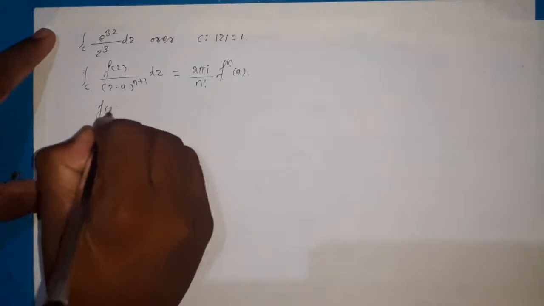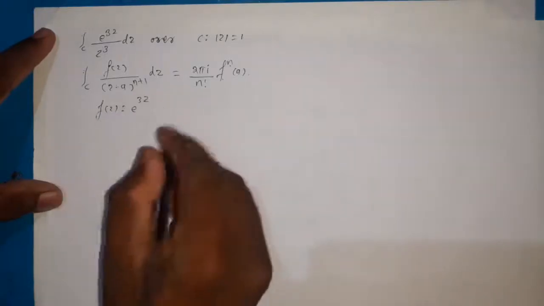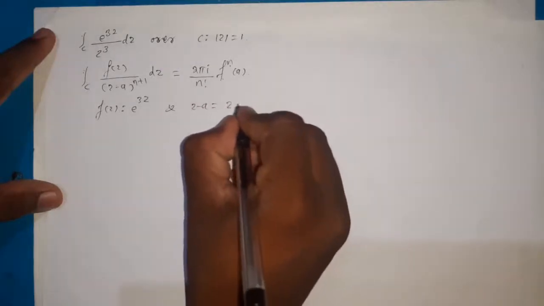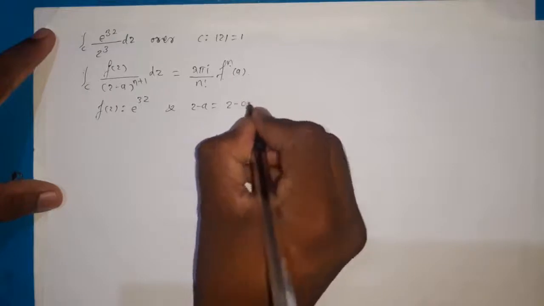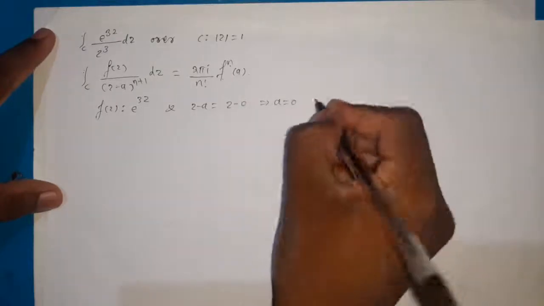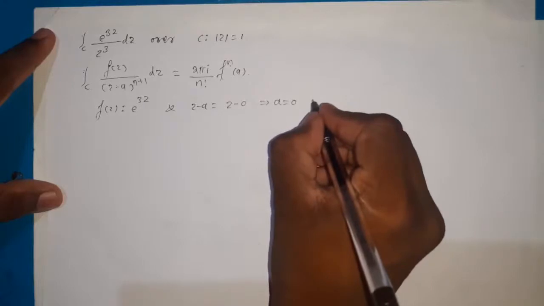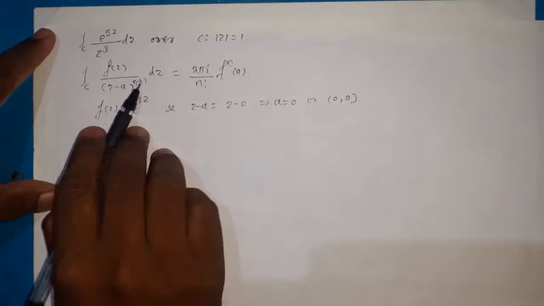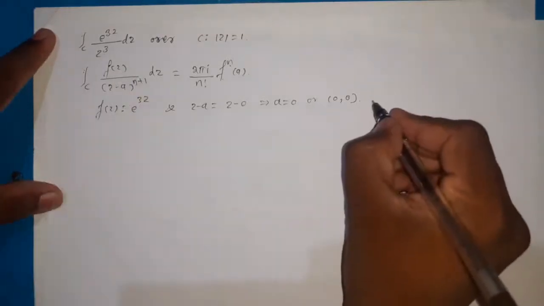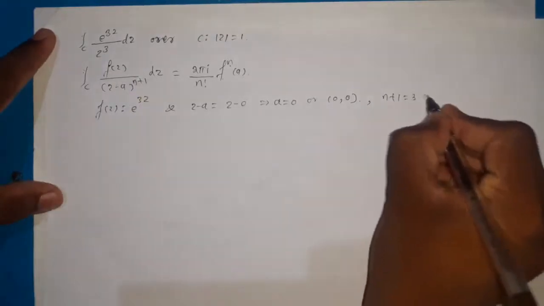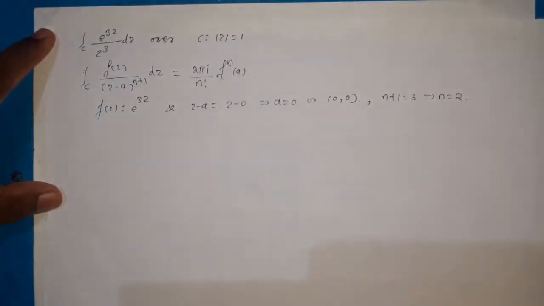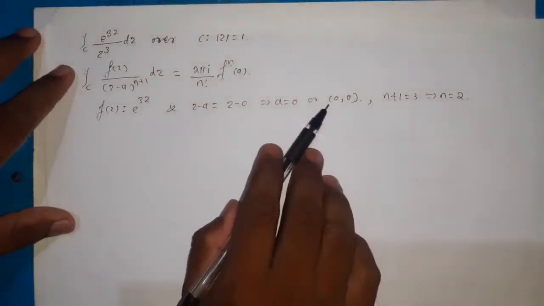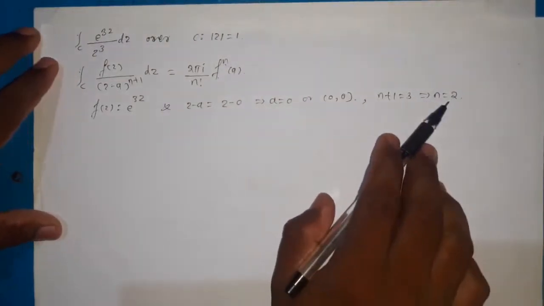Then f of z equal to e power 3z and z minus a is equal to z minus 0. It implies that a is equal to 0 comma 0, and in place of n plus 1 we have 3. So n plus 1 equal to 3, it implies n is equal to 2. Now we got f of z and the point a, which is 0 comma 0, and the value of n, which is equal to 2.